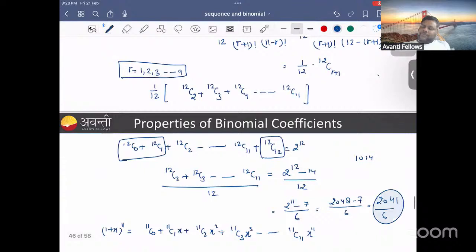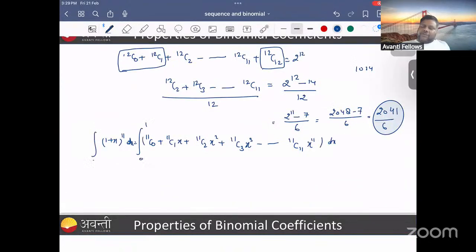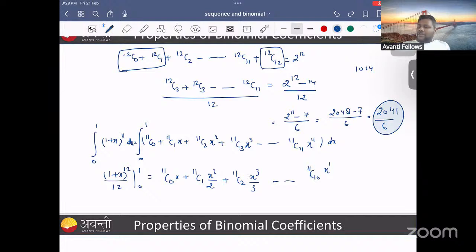Now this is dx, this is dx. Integrate from 0 to 1. Got it? So that comes out to be 1 plus x to the power 12 upon 12, limit 0 to 1. This is 11C0 into x, 11C1 x square by 2, 11C2 x cube by 3, and so on, 11C10 x to the power 11 upon 11, plus 11C11 x to the power 12 upon 12, limit 0 to 1.